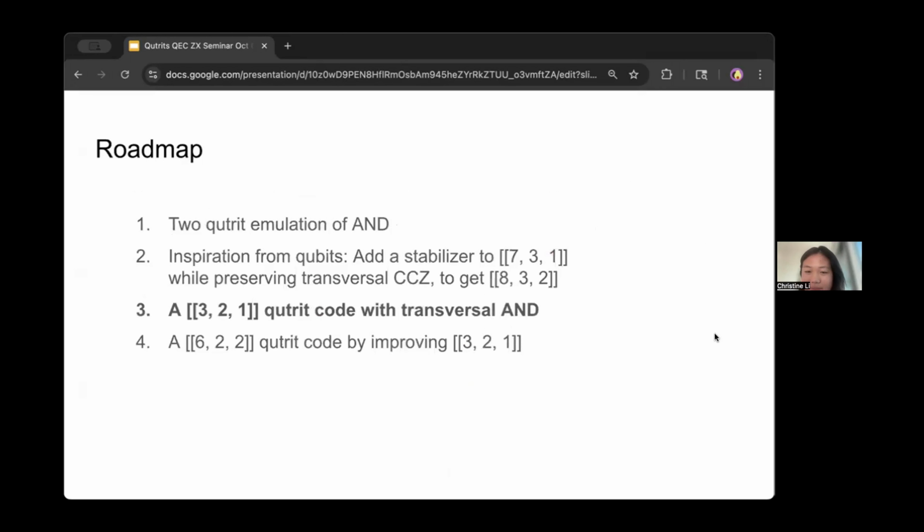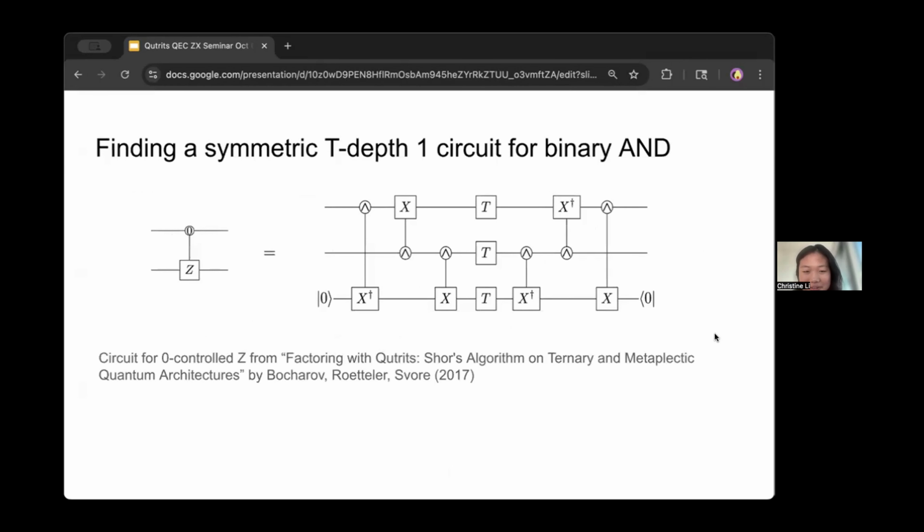Okay, cool. Now I'll talk about how we use this idea from the transversal CCZ gate and the 832 code for the transversal AND gate and the qutrit code, starting with a distance 3 to 1 code.